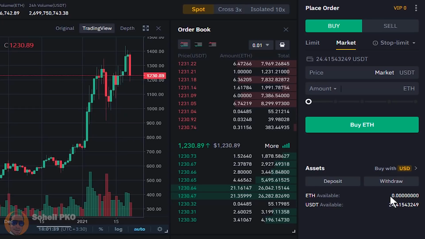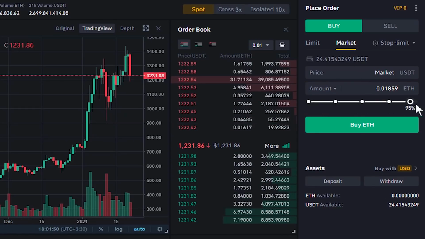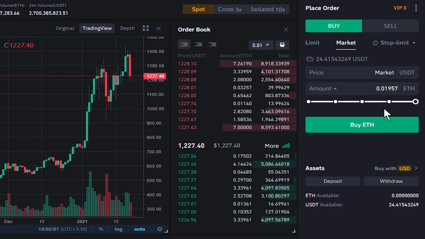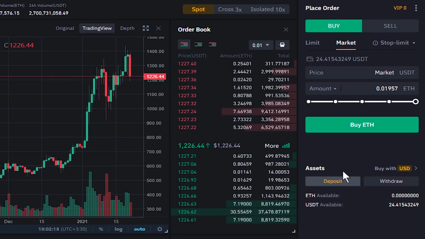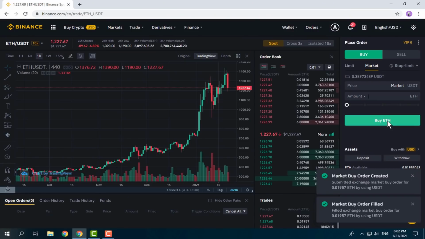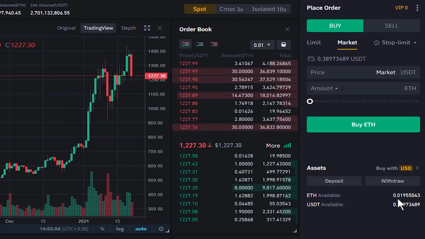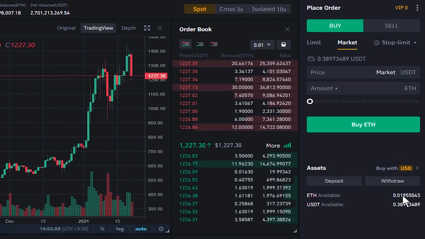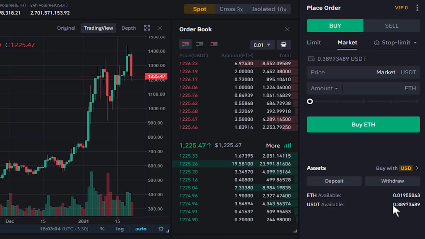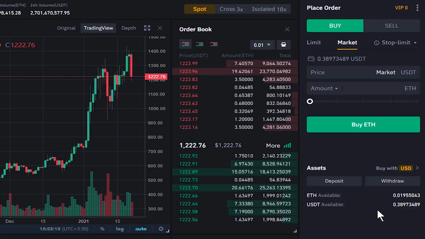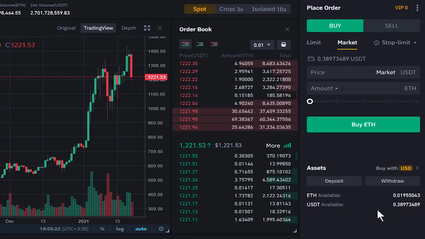So we place another market order, and this time we set the amount to 100%. Actually, we want to buy Ethereum with all of our available Tether. We click on Buy ETH and the order is executed. And now you see that we have 0.01 Ethereum available and a very small amount of Tether, less than $1, which is actually too little for a transaction to be done, so it remains in the wallet.